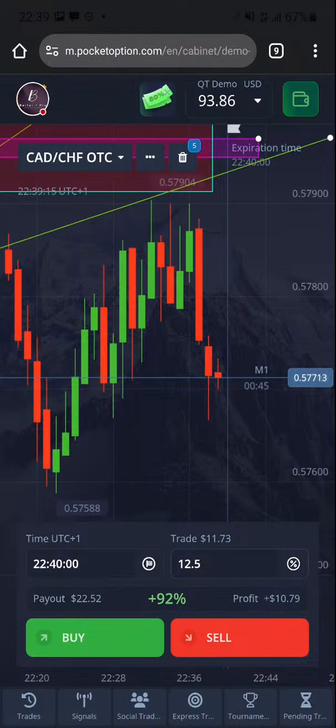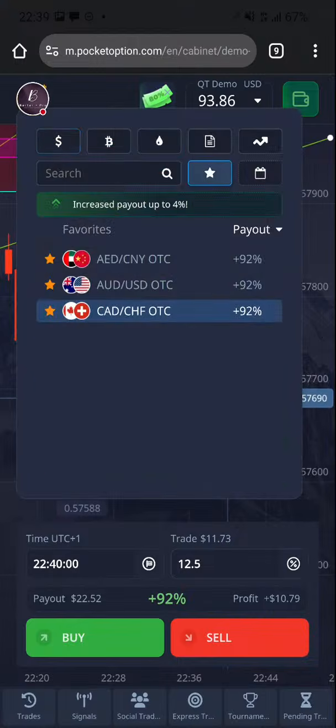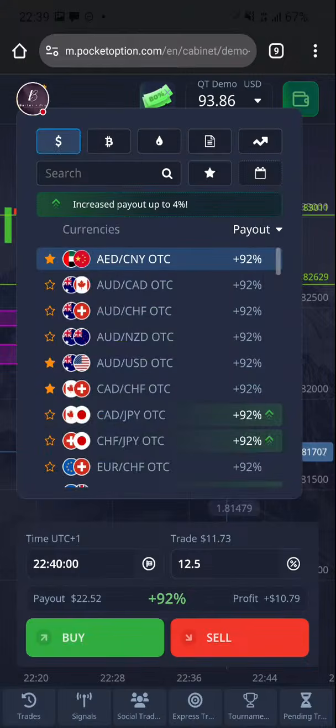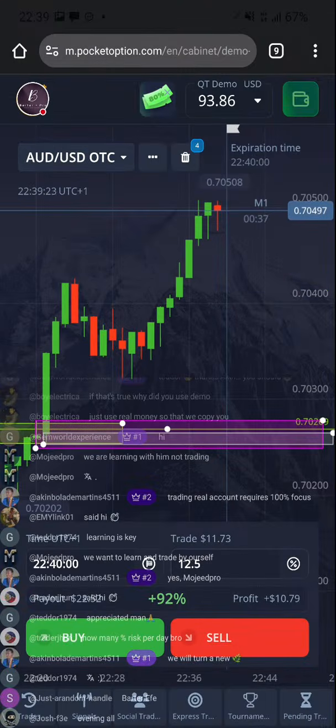I'm looking for a very beautiful trade. Our trades are not hitting yet, so we might need to change to another market.